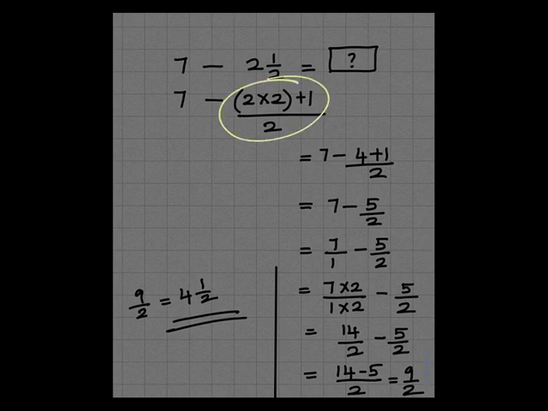How to solve this step? So we know that 2 times 2 is 4 and this 1 is right here and divided by the denominator 2. Okay, so it is 7 minus this, don't forget the whole number 7. 7 minus 4 plus 1 divided by the denominator 2. Okay, now let's do the next step. 4 plus 1 is 5 divided by the denominator 2.